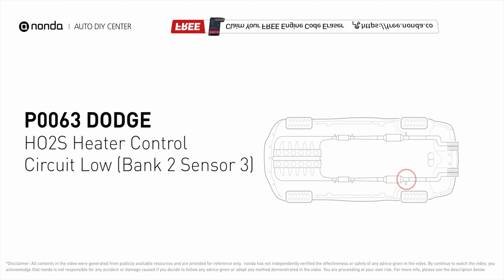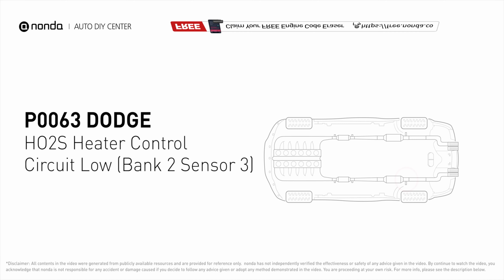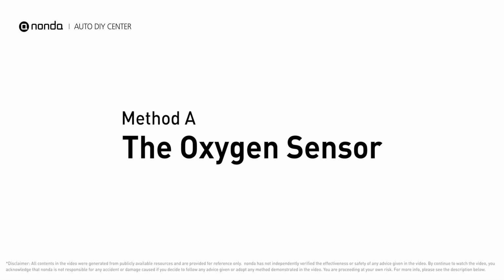This code may be triggered when your vehicle's control module detects a fault in the heater circuit and oxygen sensor bank 2 sensor 3. Here is one of the most practical solutions to fix Dodge's P0063 error code. Method A, the oxygen sensor.